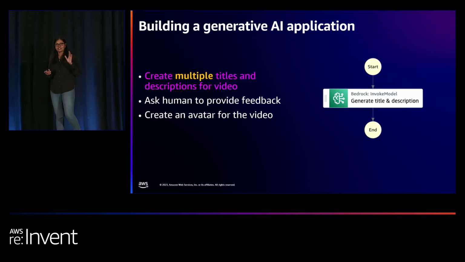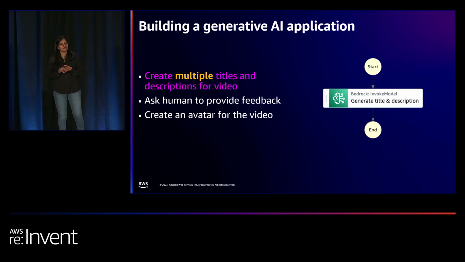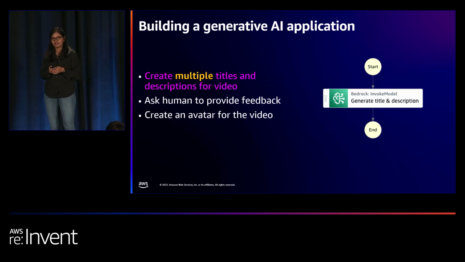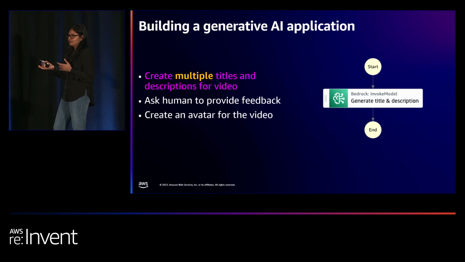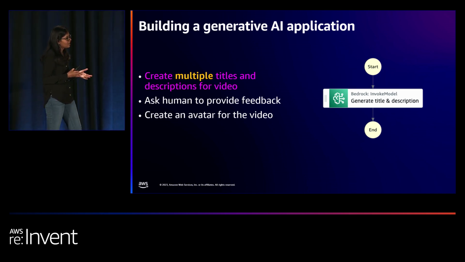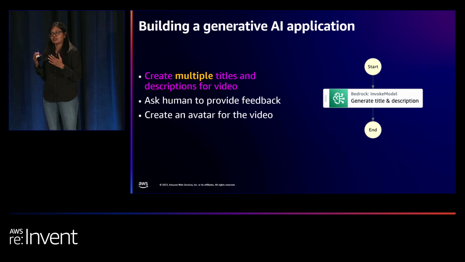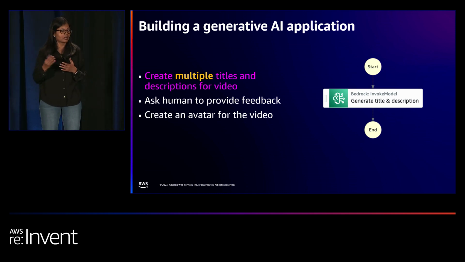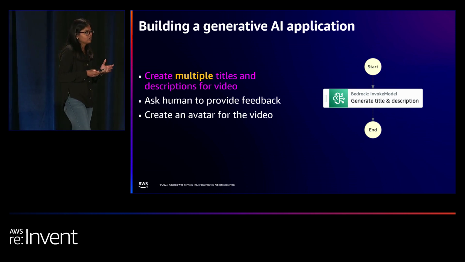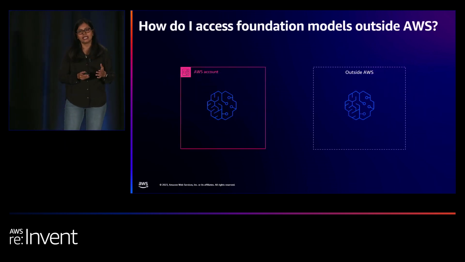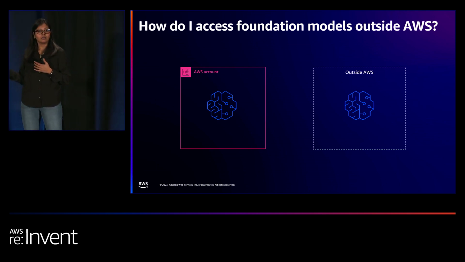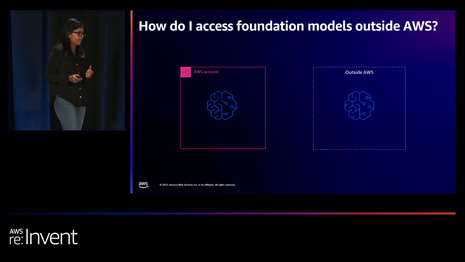So we have the title and description generated by Amazon Bedrock. Recall, we wanted to create multiple titles and descriptions, so we're going to use another foundation model to create another title and description. We can use Amazon SageMaker JumpStart, which also offers choice as a foundation model, including open source models, and we can invoke Amazon SageMaker JumpStart directly from Step Functions. But we chose to use a foundation model that is outside AWS, a model that is publicly available, which you can access through a public API.